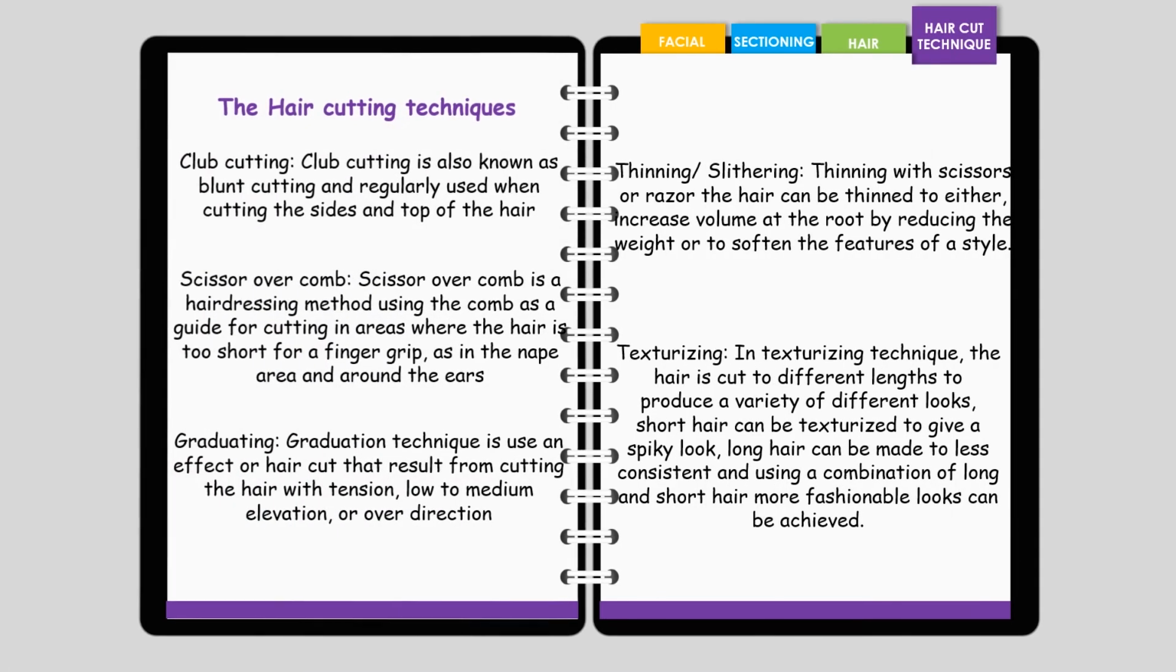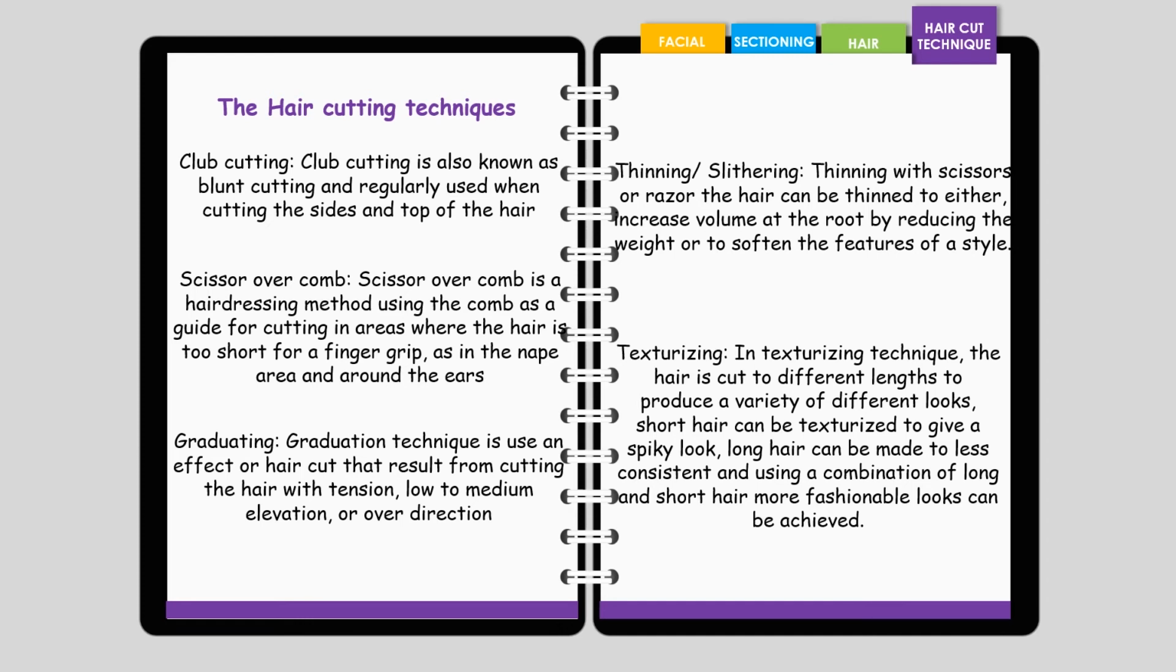The hair cutting techniques. Club cutting. Club cutting is also known as blunt cutting and is regularly used when cutting the sides and top of the hair. Scissors over comb. Scissors over comb is a hairdressing method using the comb as a guide for cutting in areas where the hair is too short for a finger grip, as in the nape area and around the ears.